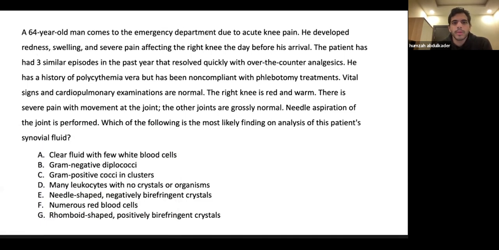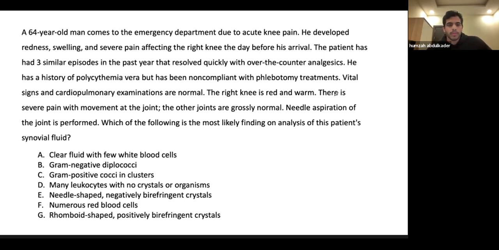A 64-year-old man comes to the emergency department due to acute knee pain. He developed redness, swelling, and severe pain affecting the right knee the day before his arrival. Patient has 3 similar episodes in the past year and resolved quickly with over-the-counter analgesics. He has a history of polycythemia vera, but has been non-compliant with phlebotomy treatments. Vital signs and cardiopulmonary examinations are normal.